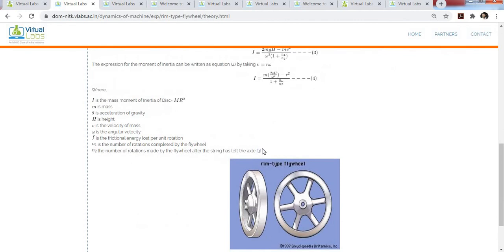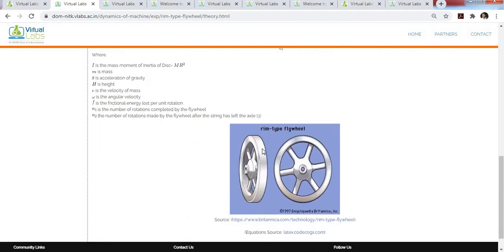You can see that diagram. This is the rim type structure flywheel. This is the 3-dimensional picture of the rim type flywheel.